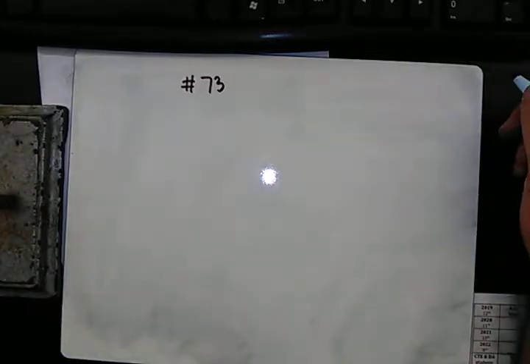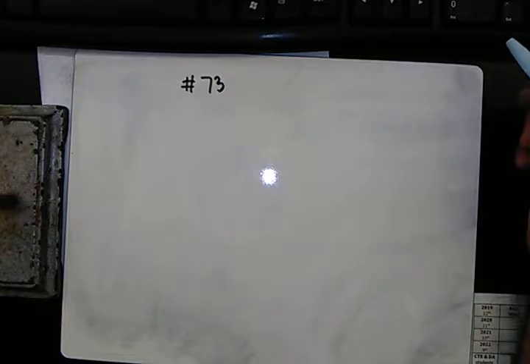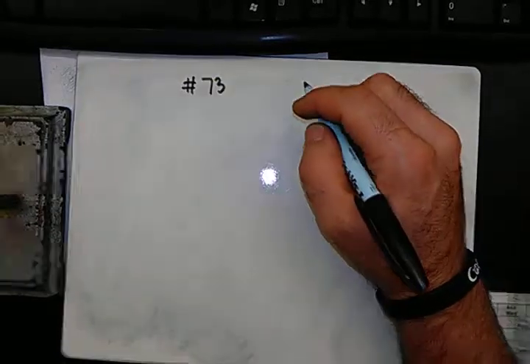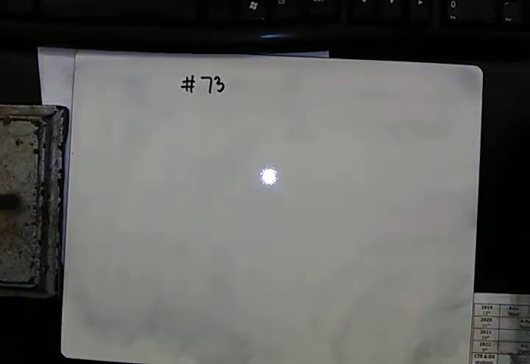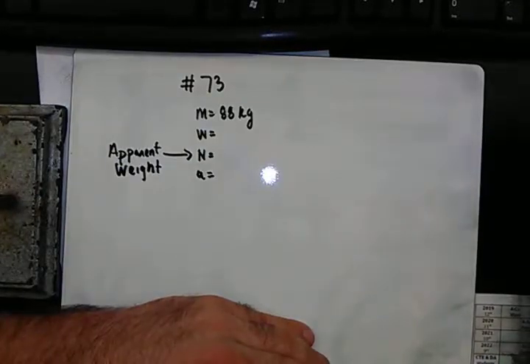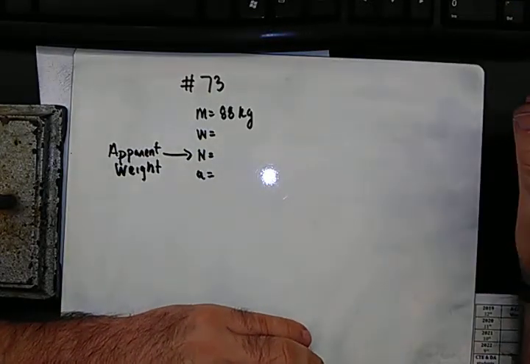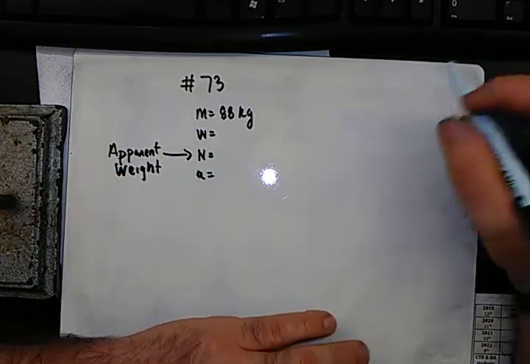I'm going to solve for you number 73, where it talks about an 88 kilogram worker who stands on a bathroom scale in a motionless elevator. When the elevator begins to move, the scale reads 900 newtons. The question is, find the magnitude and direction of the elevator's acceleration. So we're working in reverse here, but this is a similar situation.